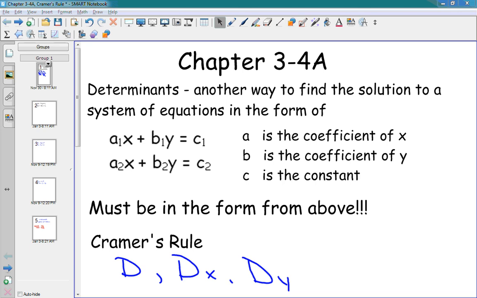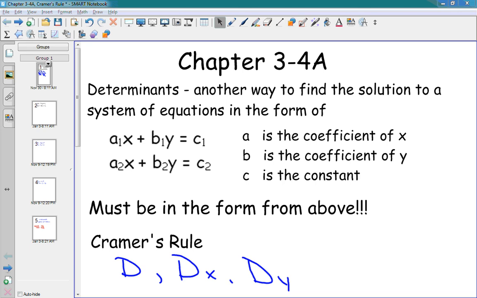Okay, here we go. Chapter 3-4A. I put an A to the end of this because this is not technically 3-4 out of your textbook. 3-4 out of your textbook is linear programming. We're not going to do that right now. In place of that, we're going to put determinants, which is the fourth method in finding the point of intersection between two equations of a line. Right? Y'all with me? So determinants is the fourth method.